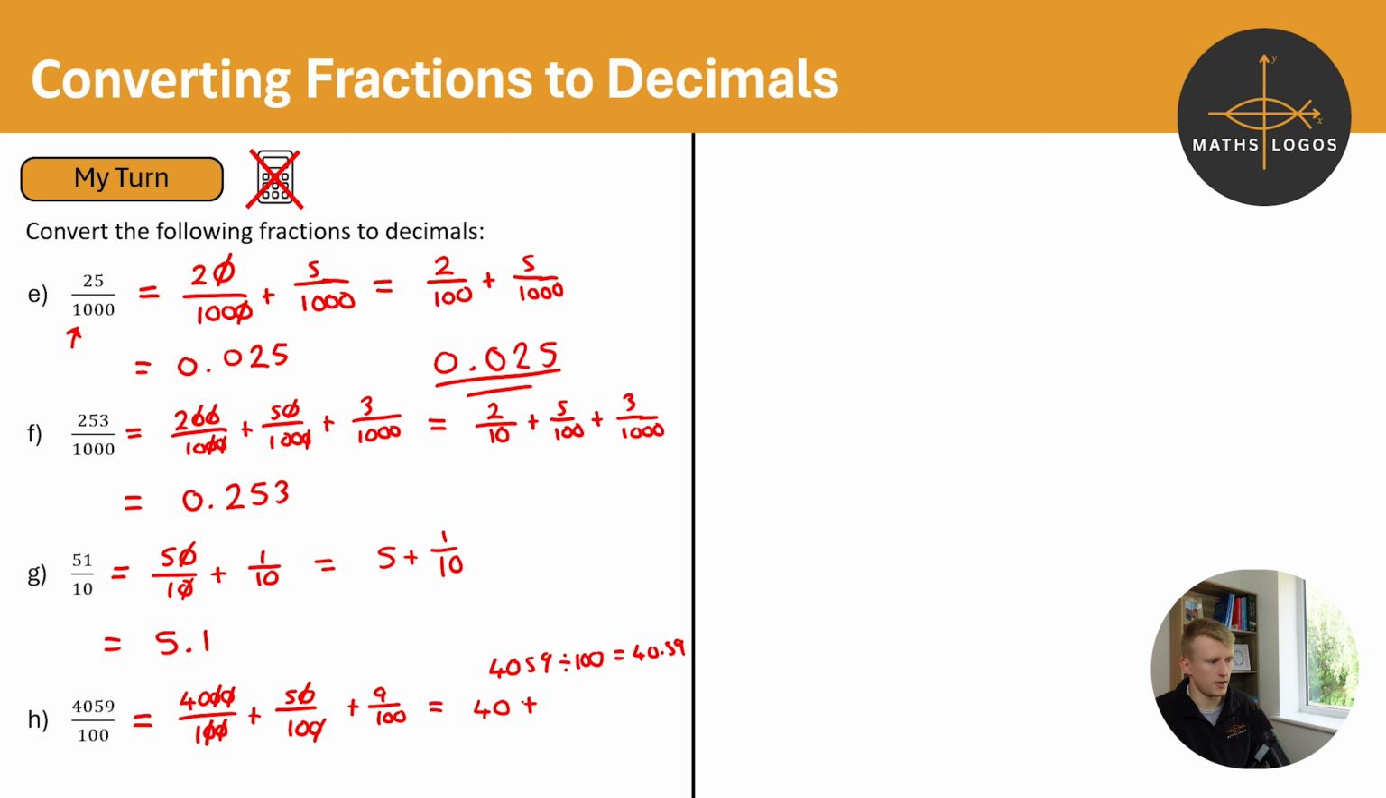So this gives me 40 units, 5 tenths, and 9 hundredths. I'm running out of room over here, so I'll have to write over here. I have 40, and I have 5 tenths, so I'll put the digit 5 in the tenths column, and I have 9 hundredths, so I'll put the digit 9 in the hundredths column.